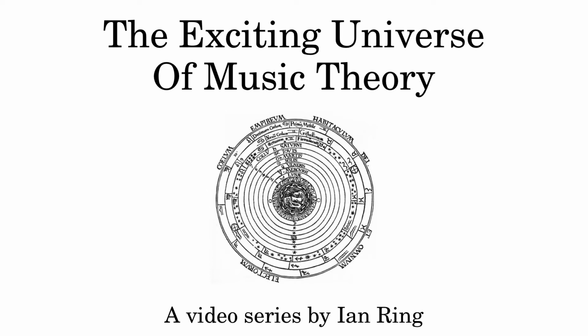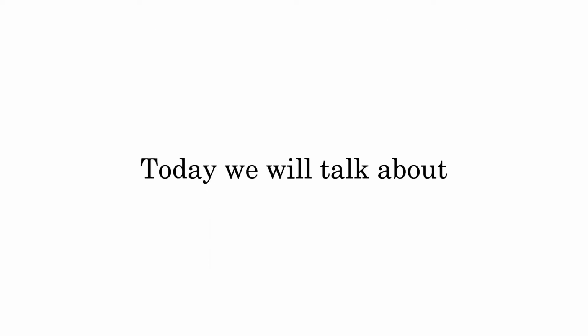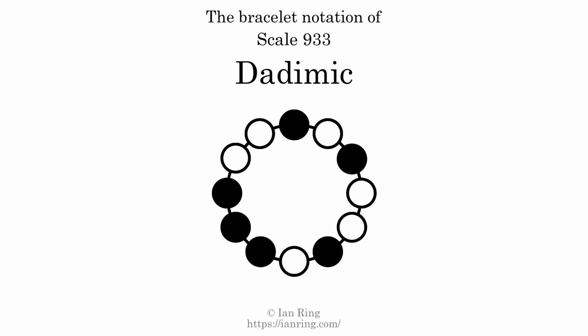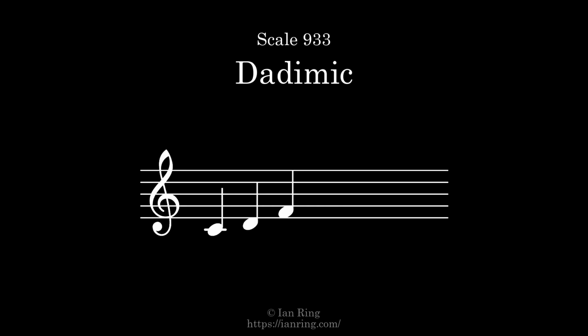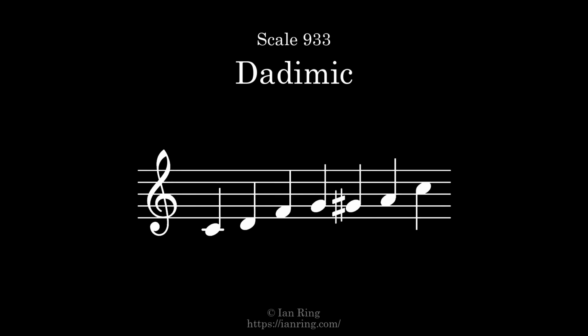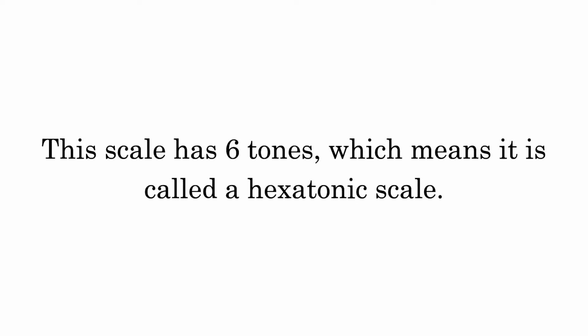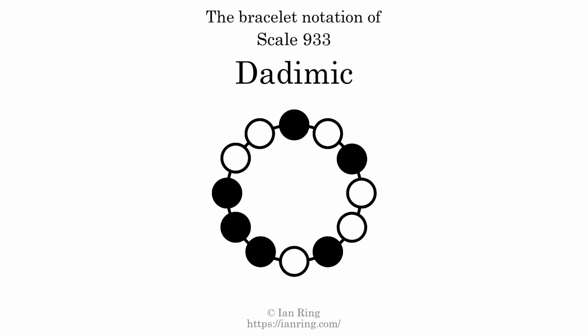Then let's begin. Today we will talk about scale 933, Dadimic, which sounds like this. This scale has 6 tones, which means it is called a hexatonic scale. This is a bracelet notation diagram of scale 933. The shaded circles represent tones that appear in the scale, and they are read clockwise, starting at the top.